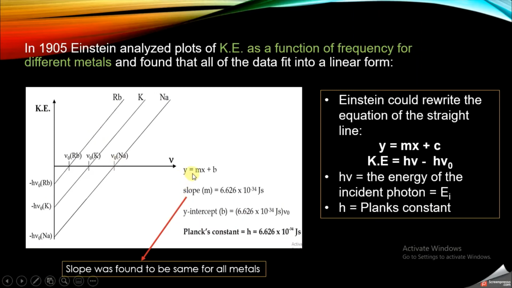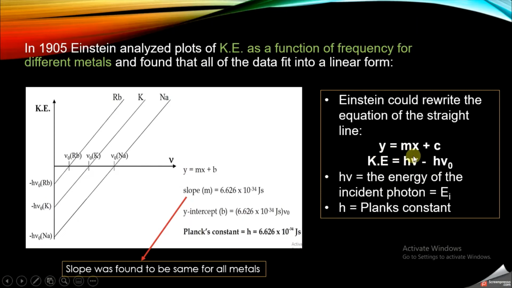According to the straight line equation, y is equal to mx plus b. If you find the value of the slope, it was equal for all three lines, with the value of 6.626 × 10^-34 joule second. So this slope was the same for all the metals, and he called this number a constant, which is called Planck's constant. The intercept can be obtained if you extrapolate this line to the y-axis, and this intercept is equal to minus h nu naught. Minus because it is going into the negative section.